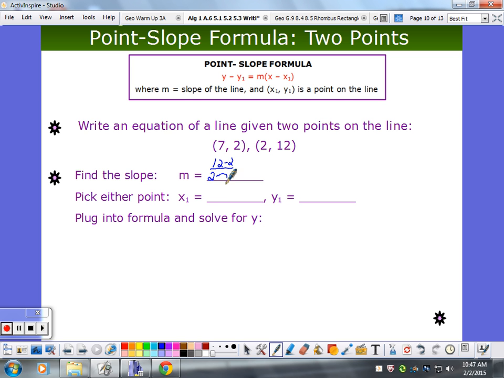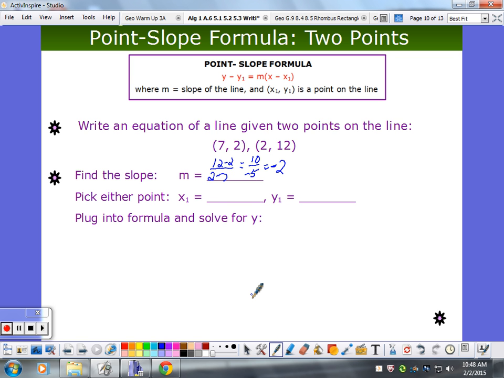Okay. Changing y over changing x. -2? Okay, now, I've got 2 points. How many points do I need for point slope? Well, for point slope, I already know the slope. I only need 1, but I have 2.